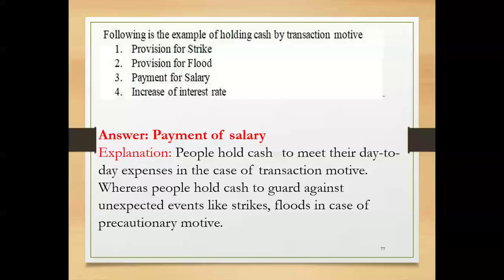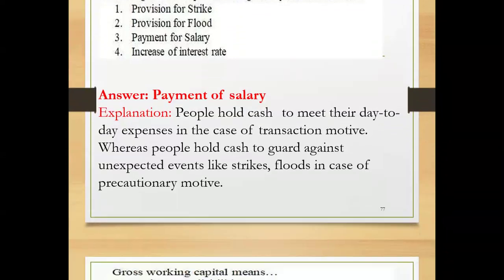Following is the example: holding cash by transaction motive is provision for strike, provision for flood, provision for payment of salary, or increase of interest rate. The correct answer is payment of salary. People hold cash to meet their day-to-day expenses in the case of transaction motive, whereas people hold cash against unexpected events like strikes and floods in the case of precautionary motive.